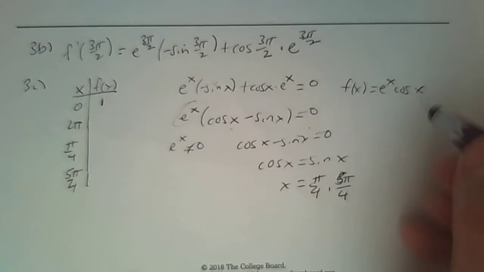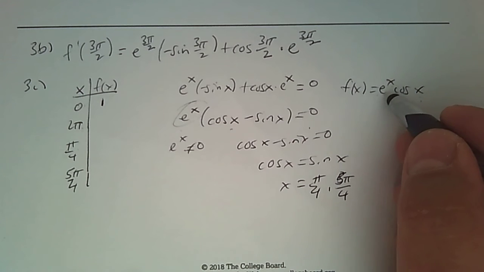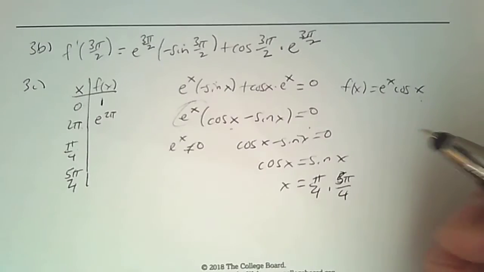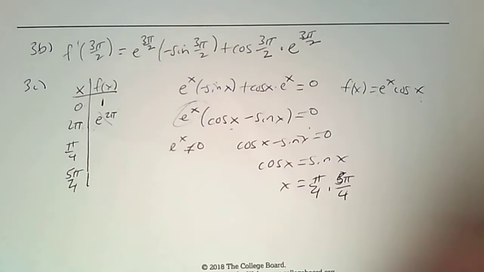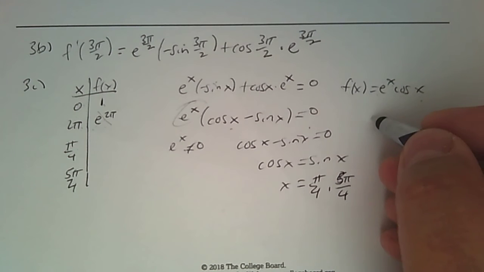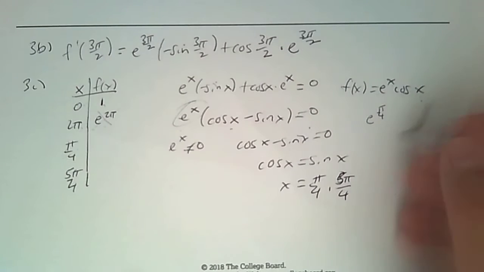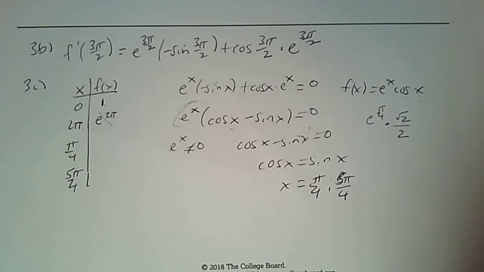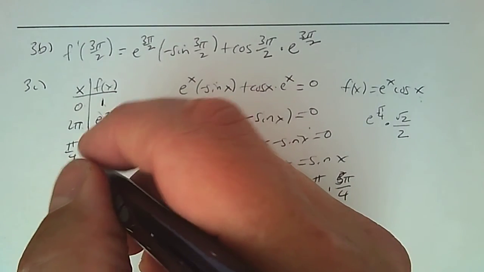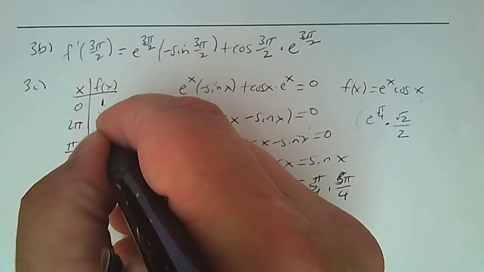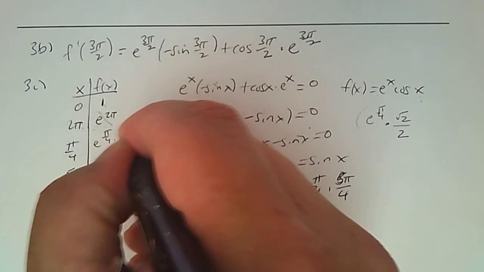If I plug in 2 pi, you again get the value 1 for cosine, but this is e to the 2 pi times 1. So e to the 2 pi is bigger than 1. So I already know that can't be the right answer as an absolute minimum, because that number is bigger than 1. Pi over 4: e to the pi over 4 times the value of cosine at pi over 4, which is root 2 over 2. So that's e to the pi over 4 times root 2 over 2.